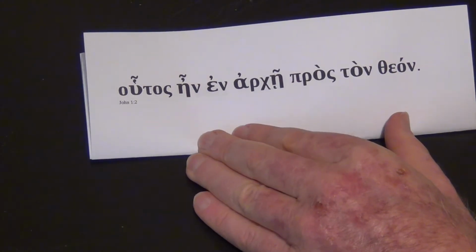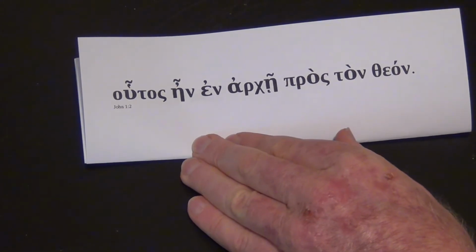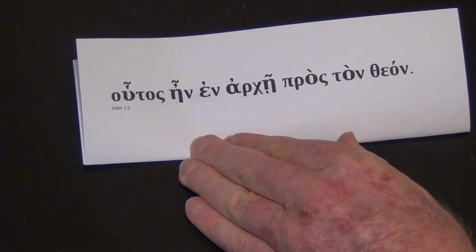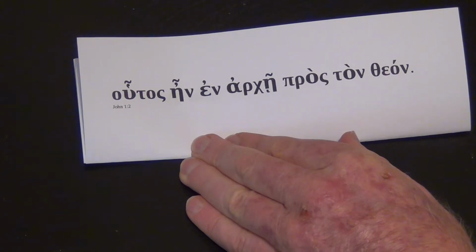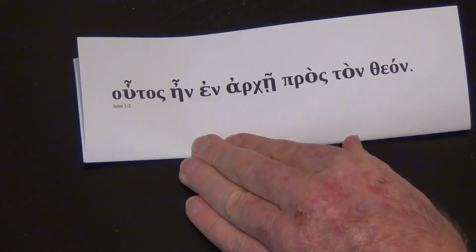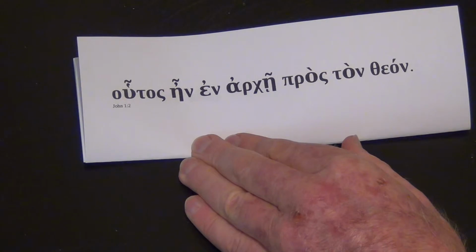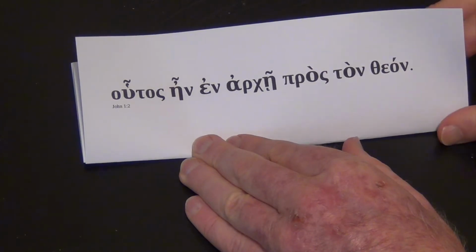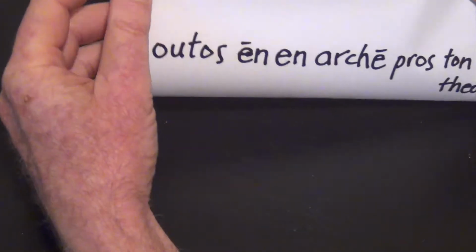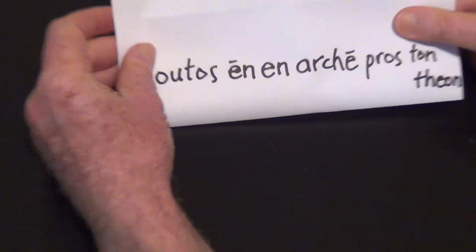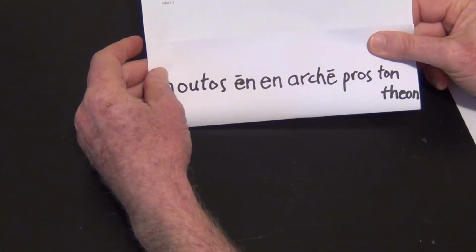Okay, so here is John chapter 1 verse 2. Houtos ein en arche pros ton theon. So as I said, this is pretty much a restatement of part of John 1:1. So I'm about to show my letter by letter translation. Here it is. Houtos ein en arche pros ton theon.